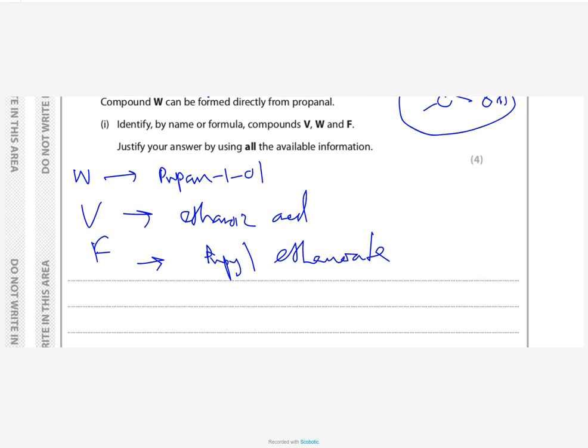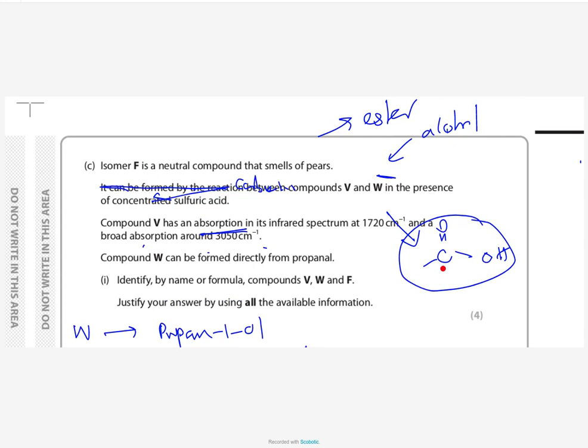Any questions there? You can write the name or draw the structure, it doesn't matter. Now you have to explain. In the explanation you should write that F has to be an ester because it's sweet smelling. W is the alcohol, which is directly formed from propanal. And V is a carboxylic acid because it has IR absorptions at 1720 and 3050. 1720 is due to the carbonyl group, and 3050 is due to the OH attached to the carboxylic acid. Got it? So explain how you arrived at this answer.